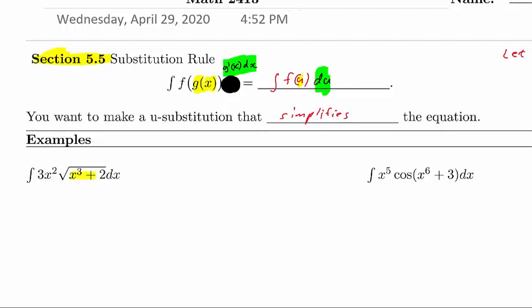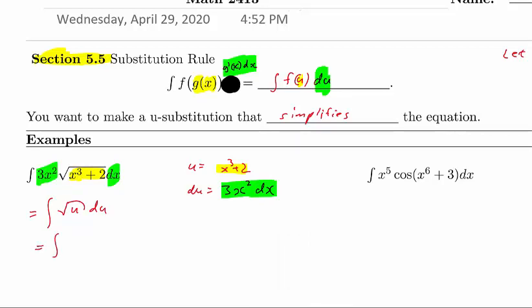Notice right here we have a function within a function, right? We've got a square root, so that makes things a little bit tricky. So we want to get rid of that. So we're going to let u equal x cubed plus 2. And then du equals 3x squared dx. And we notice that this 3x squared dx is the same as this that I've highlighted in green. And so we can restate this whole thing as the integral of the square root of u du, which is the same thing as the integral of u to the 1/2 power du.